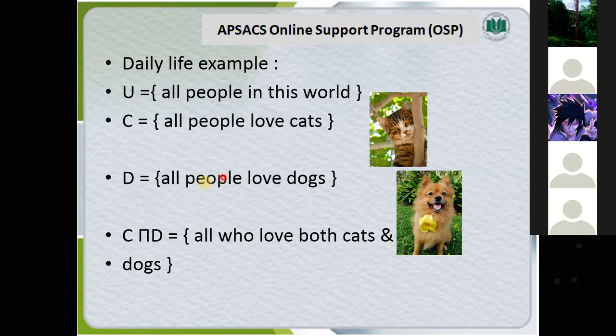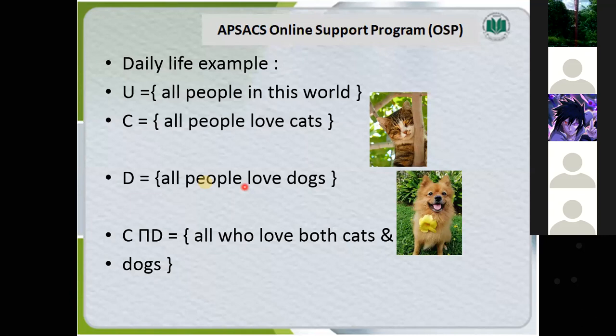Now, C is the set of all the people who love cats, and D is the set of people who love dogs. Dogs are very faithful, very loyal. I also love dogs. How many of you love dogs? Me too. Ma'am, I have a dog.